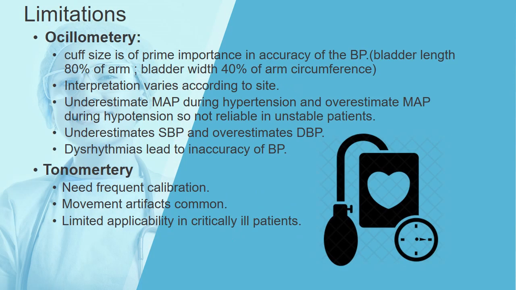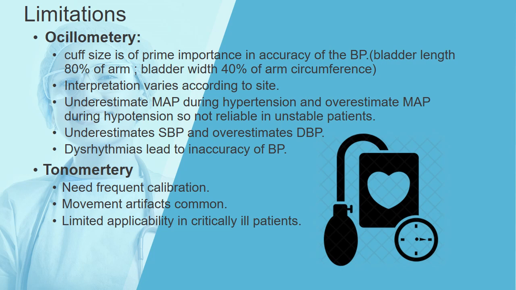Now the oscillometric method, I mean the intermittent non-invasive blood pressure monitoring which we utilize in operation theaters. Cuff size is of prime importance. I have discussed this previously as well, but it is very important that I discuss it again: cuff size is of prime importance in the accuracy of the blood pressure. The bladder length should be 80% of the arm, and the bladder width should be 40% of the arm circumference.